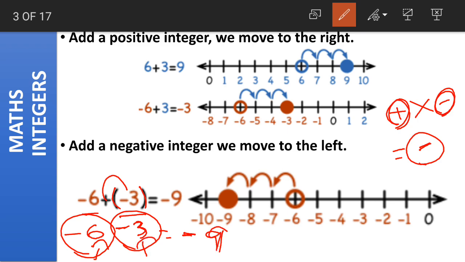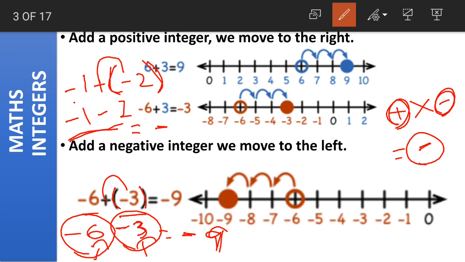In the same way, let's take another example: minus 1 plus of minus 2. This bracket is read as of, okay? How will we solve this? We write minus 1. Again, plus into minus gives us minus. Then we write 2. Again, both the integers have the same sign, so we put the sign as minus. What is the answer of 1 plus 2? 1 plus 2 gives us 3. So minus 1 minus 2 gives us the answer of minus 3.